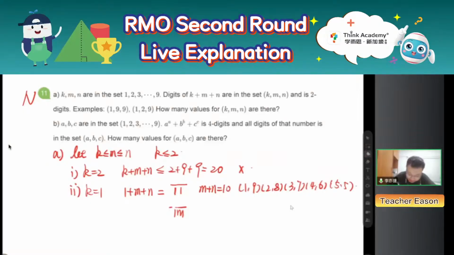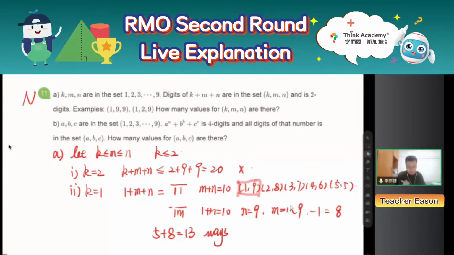And then if it's 1m, then we have 1 plus n equals 10. So now n must be 9, and m could be anything from 1 to 9. But be aware that m equal to 9, 119, is already counted once here. So we minus 1, which gives 8. So we have 5 cases in the first, 8 cases in the second. So 5 plus 8 equals 13. We have 13 ways.